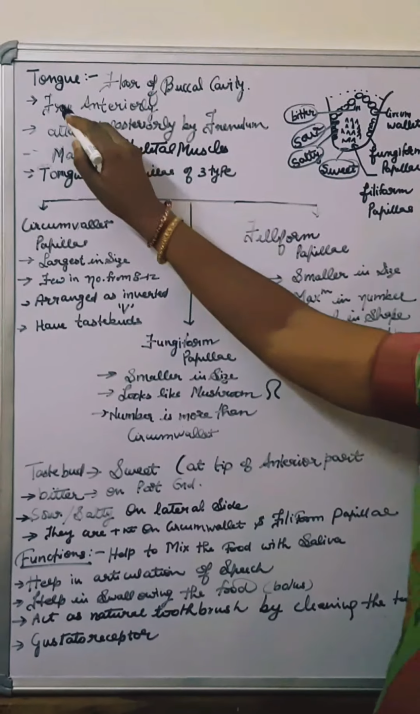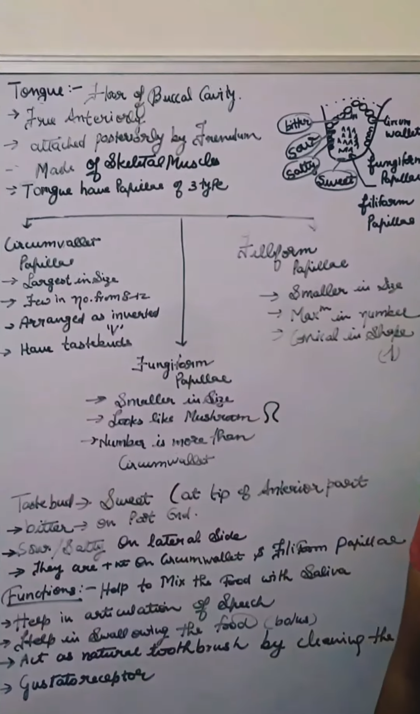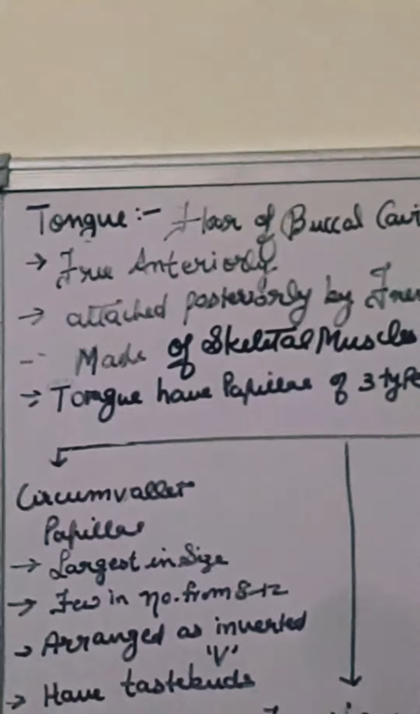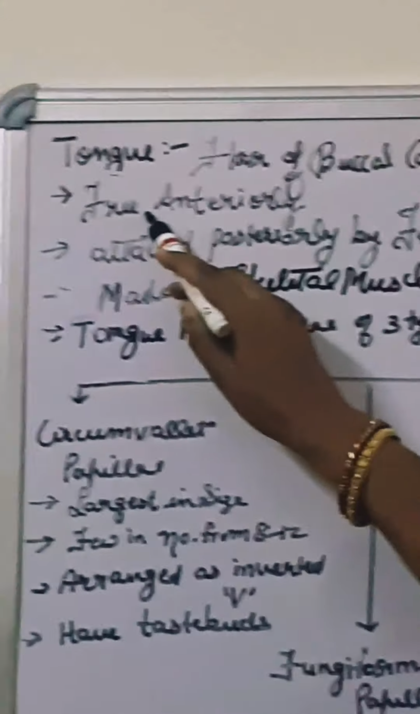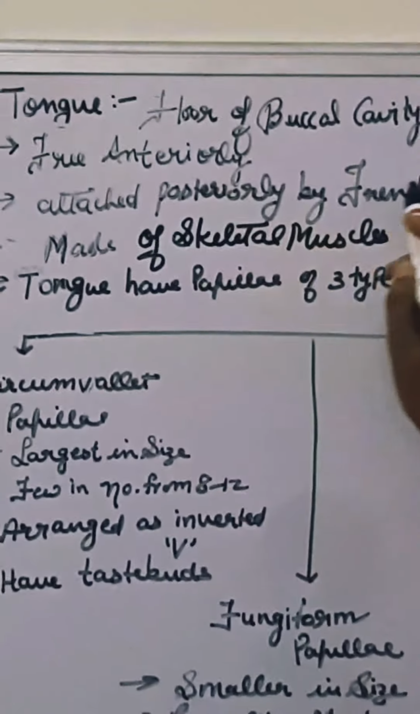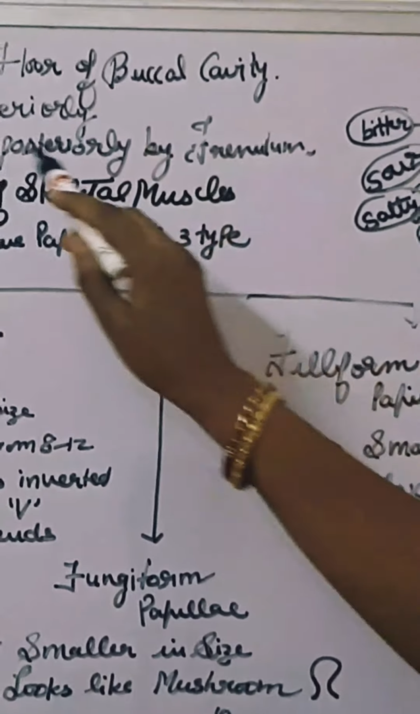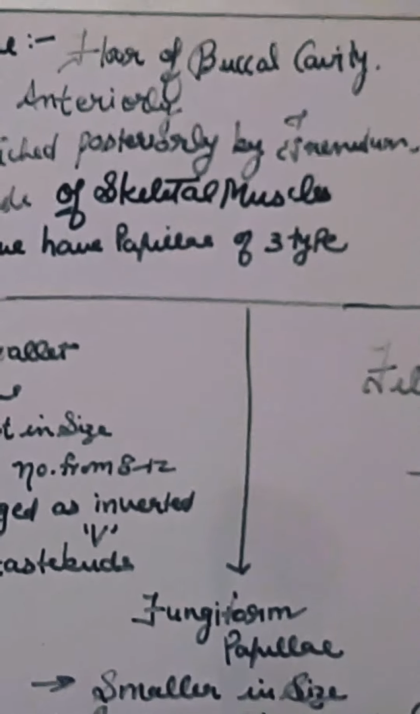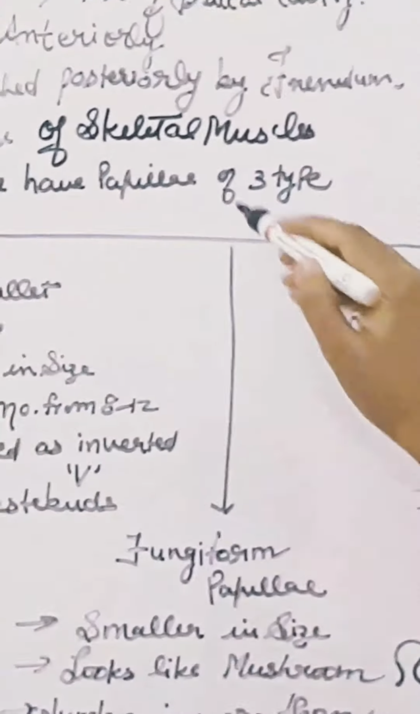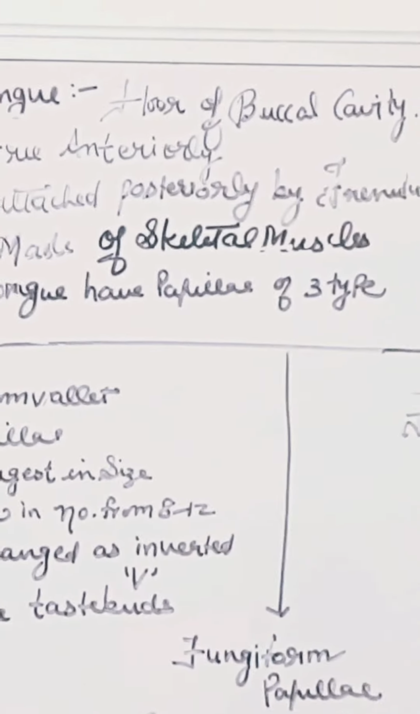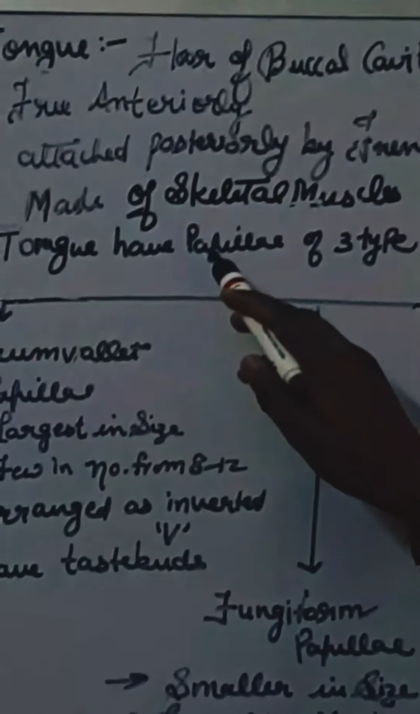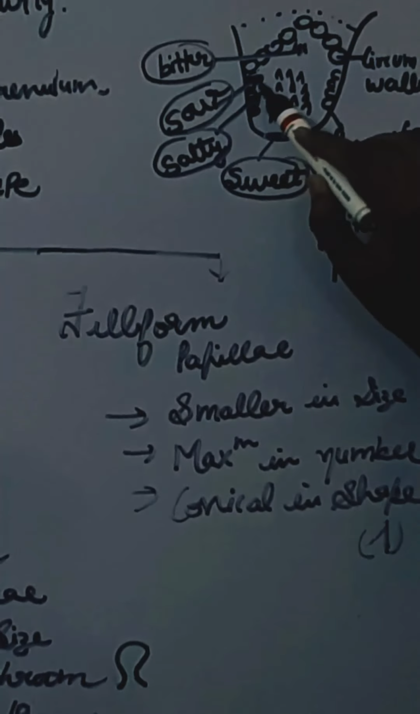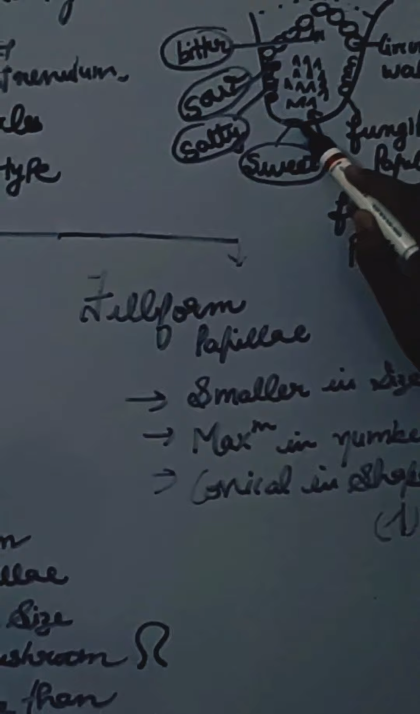Children, first of all we will be studying about the tongue, which is present in the buccal cavity. The tongue is attached at the floor of the buccal cavity. It is anteriorly free, whereas it is attached to a structure known as the frenulum at the posterior end. It is made up of skeletal muscles; though there are no bones in the tongue, the muscles present are skeletal muscles. The tongue contains three types of papillae, that is circumvallate papillae, fungiform papillae and filiform papillae.